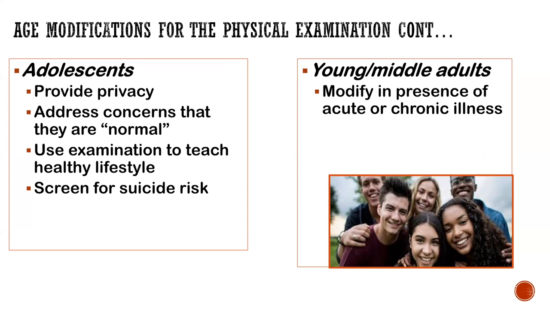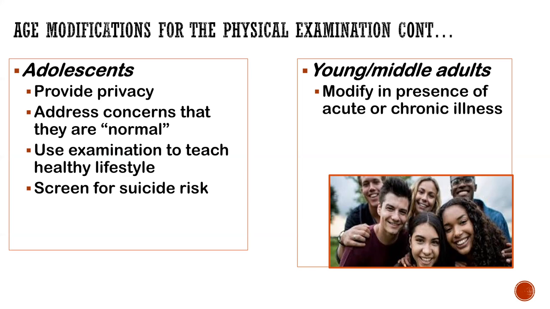The first pelvic examination and breast examination usually take place in these teen years. Because suicide is the third leading cause of death among adolescents, you should use this opportunity to screen kids for depression and suicide. Address concerns that these children are normal as they're likely going through puberty at this time, and provide them reassurance in that route.